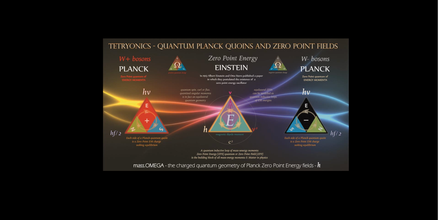In Tetryonics, obviously the smallest quantum of mass, energy, momenta, as it's termed, is the Planck quantum. It's an equilateral triangle. It's the smallest. Its value is Planck's constant. And it's a quion, as it's termed, Q-U-I-O-N.